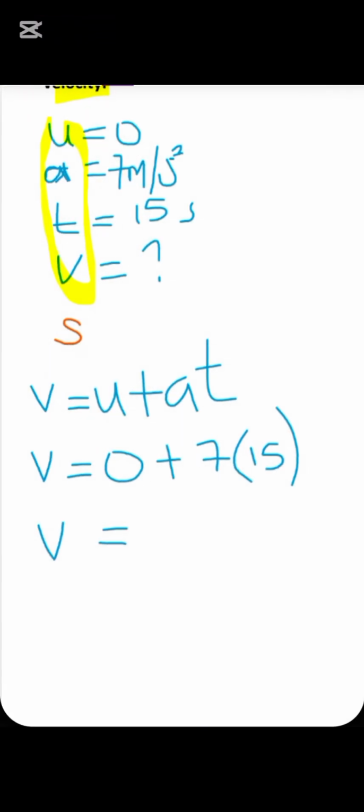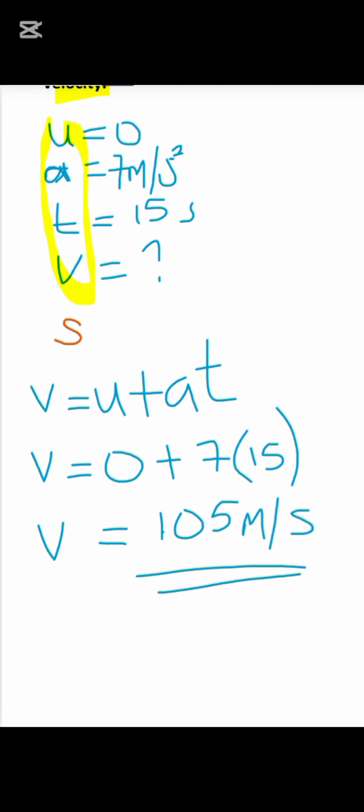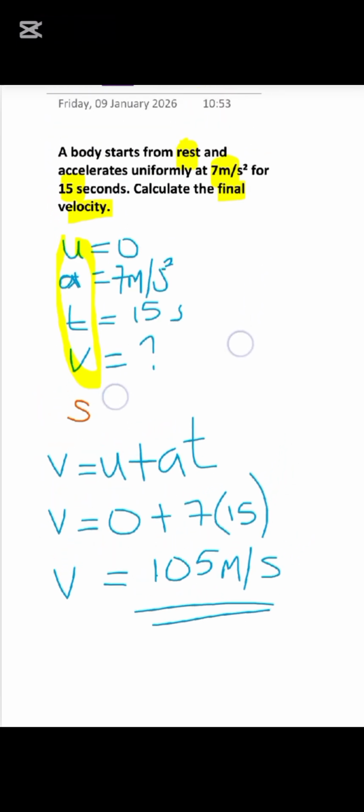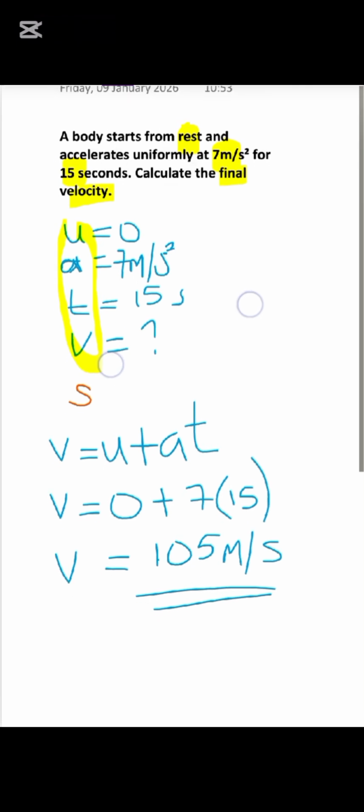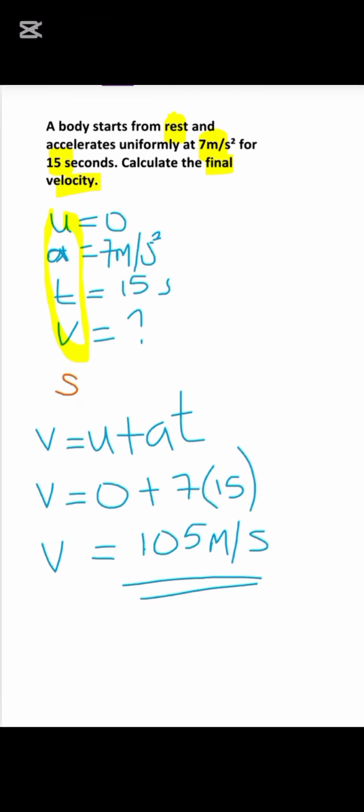Let's put it down. So here we have 105 meters per second. So 105 meters per second is the final velocity of the vehicle, or of the body. Yes, they mentioned the body here. So that is how to solve it.